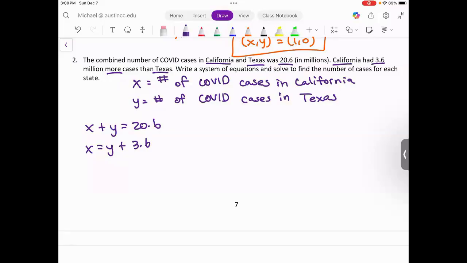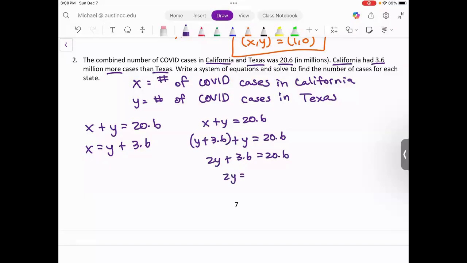We can solve them. We already have one set up for x equals y plus 3.6, so I suggest we use the substitution method. If we take our x plus y equals 20.6, and we plug in our new value for x, it's going to be y plus 3.6 plus y equals 20.6. That's 2y plus 3.6 equals 20.6. Subtract 3.6 from either side, and we get 17. Divide each side by 2, and we get 8.5.